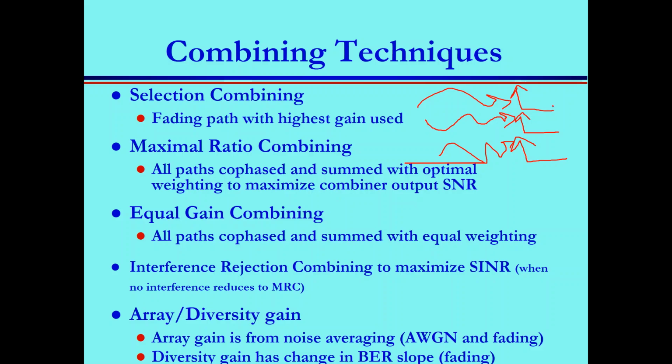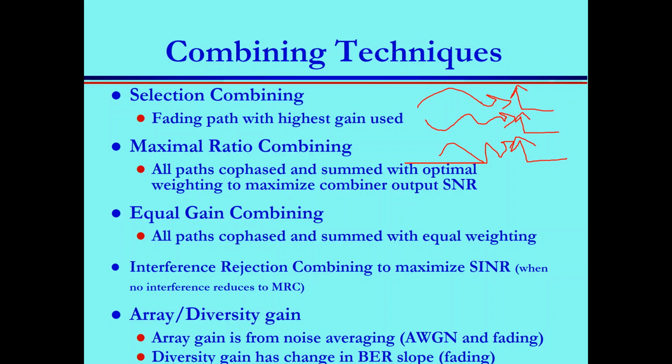What's the goal of diversity? To enhance the performance. But this is not only by sending a signal from a different path, the receiver has to do something sometimes, especially if it's receive diversity. If the diversity is coming from the receiver, not from the transmitter, the receiver can make use of this by using different techniques.